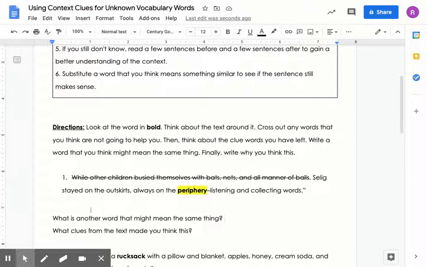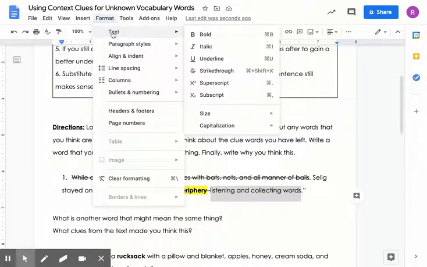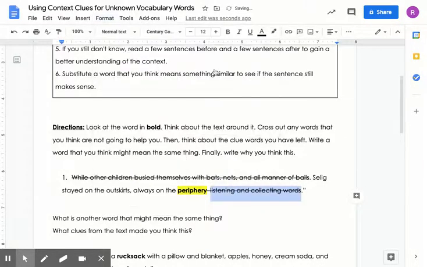Okay, so I am getting a sense that periphery has something to do with location. And what he was doing there, I don't think is that important. So we're going to cross these words out too. We're going to go to Format, Text, strike through. Okay, so now we're looking at Selig stayed on the outskirts, always on the periphery.